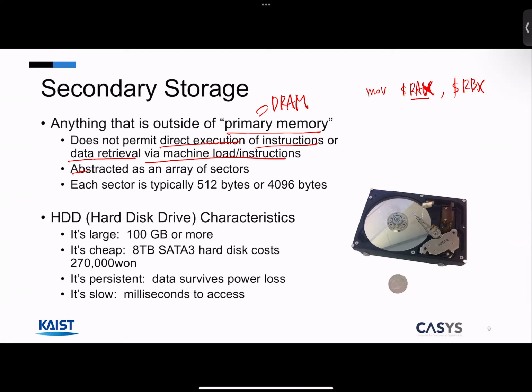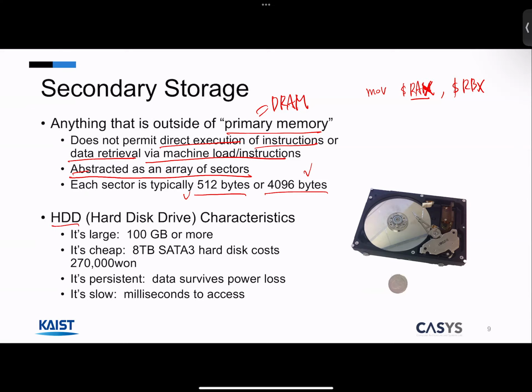So secondary storage is usually abstracted as an array of sectors. Each sector is typically 512 bytes or 4 kilobytes. In the old days the sector size was 512, while modern devices use 4 kilobytes. So what is a typical example of secondary storage? Hard disk.